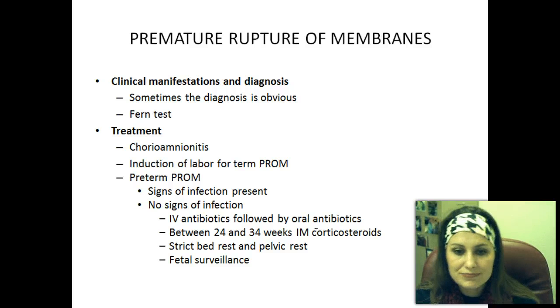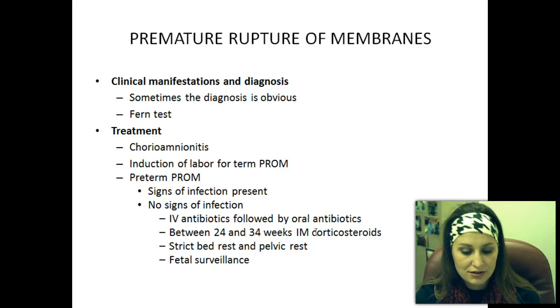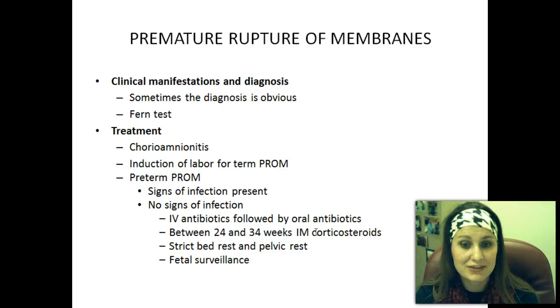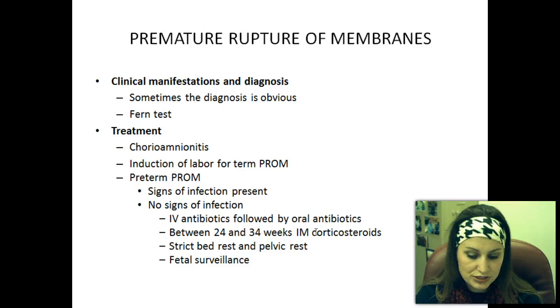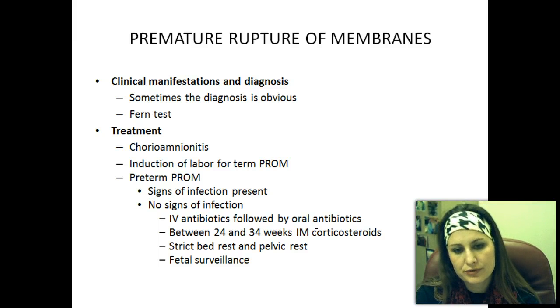Treatment, it depends on exactly what's going on. Chorioamnionitis is infection of the tissue. So if she has an infection, then we would go ahead and treat her with antibiotics. Moving on. Okay. Preterm premature rupture of membranes.